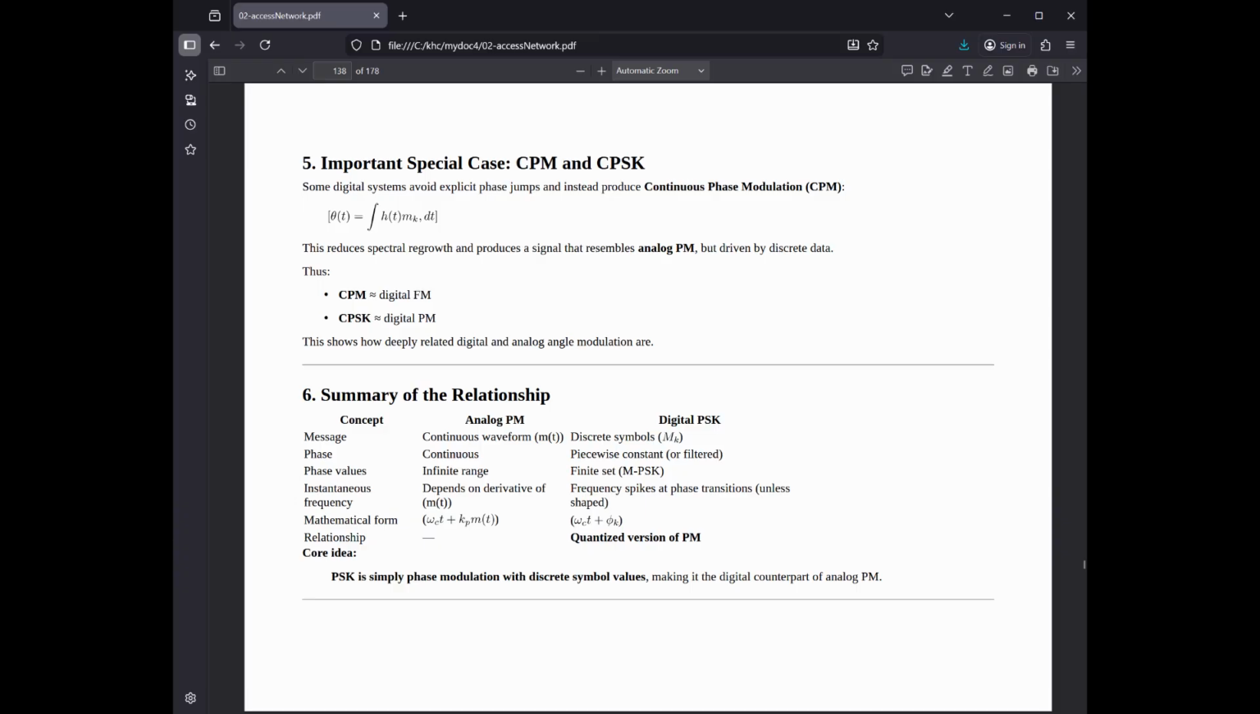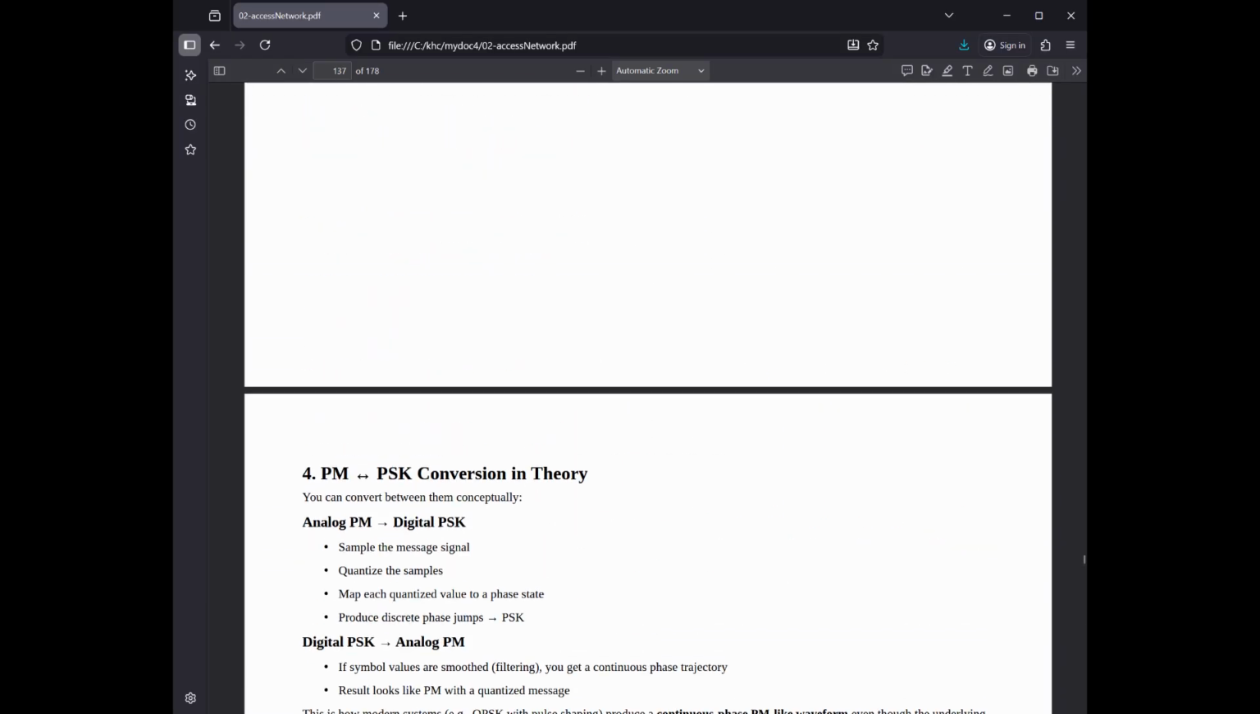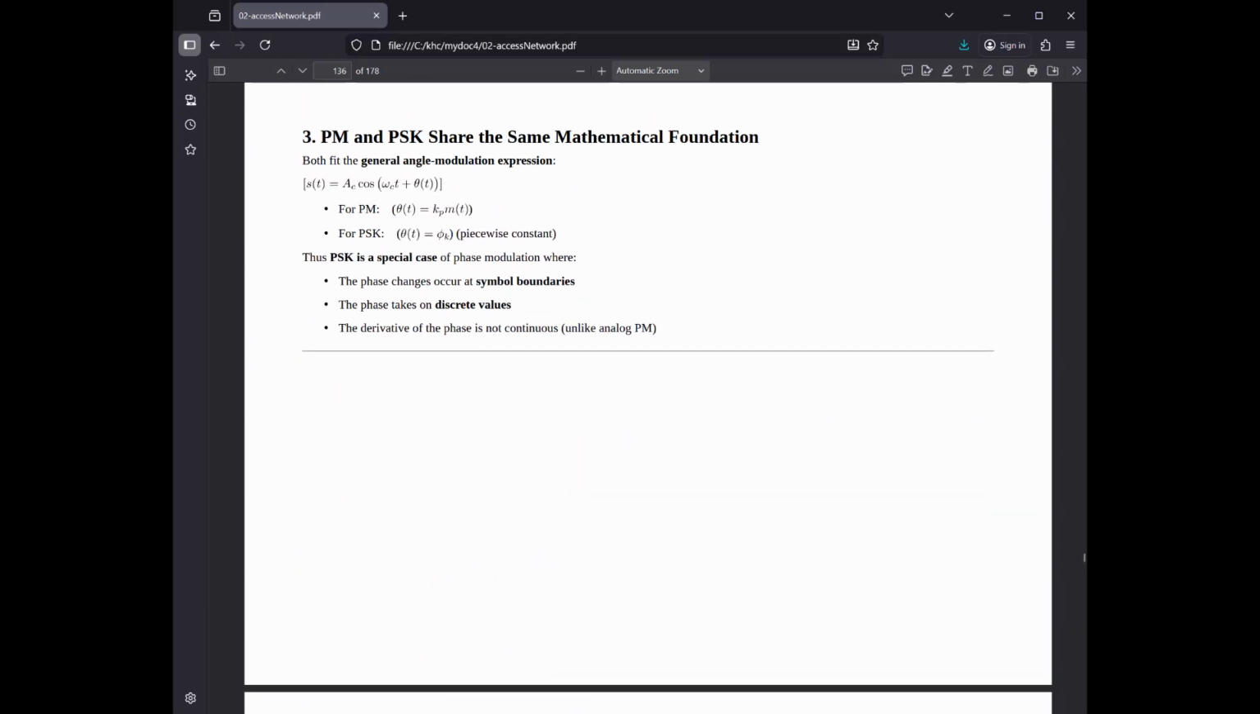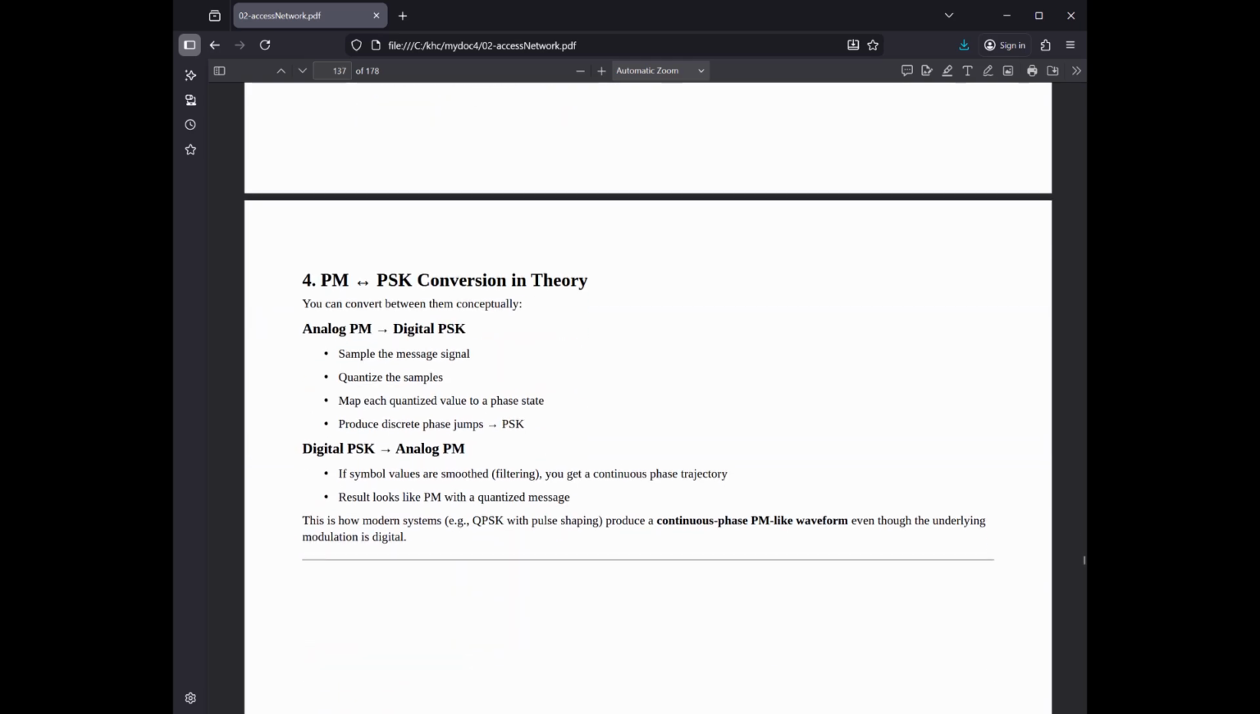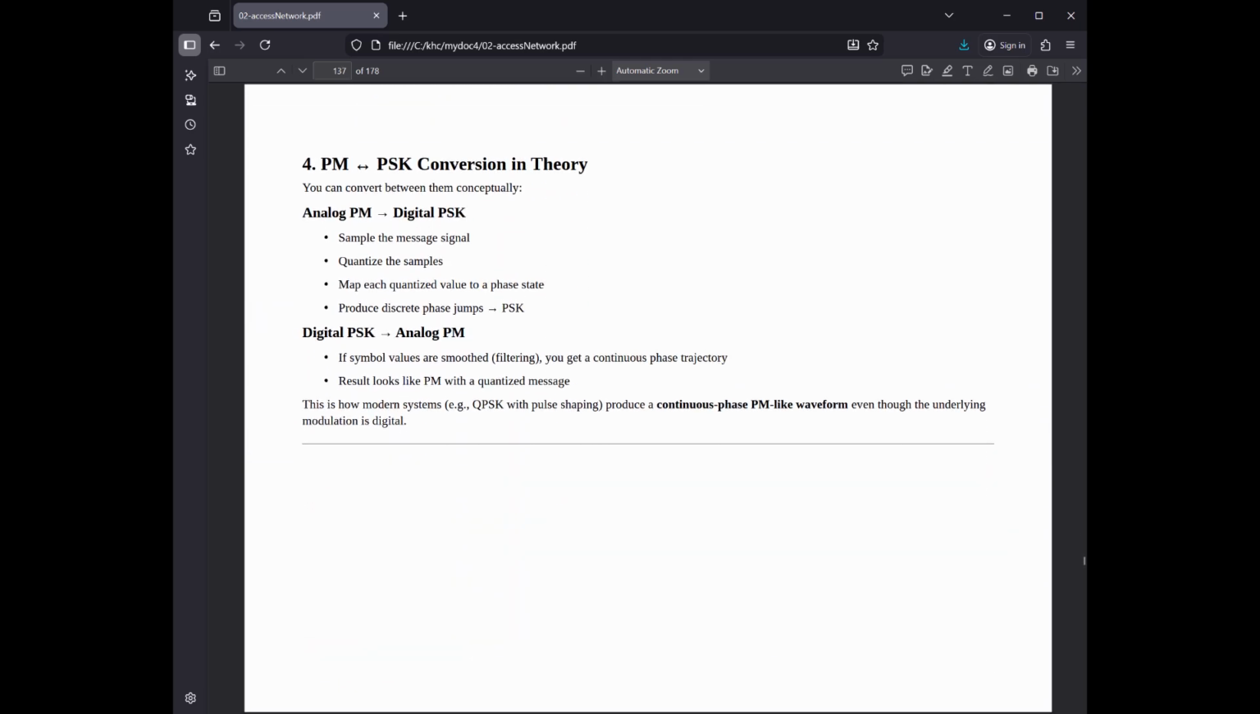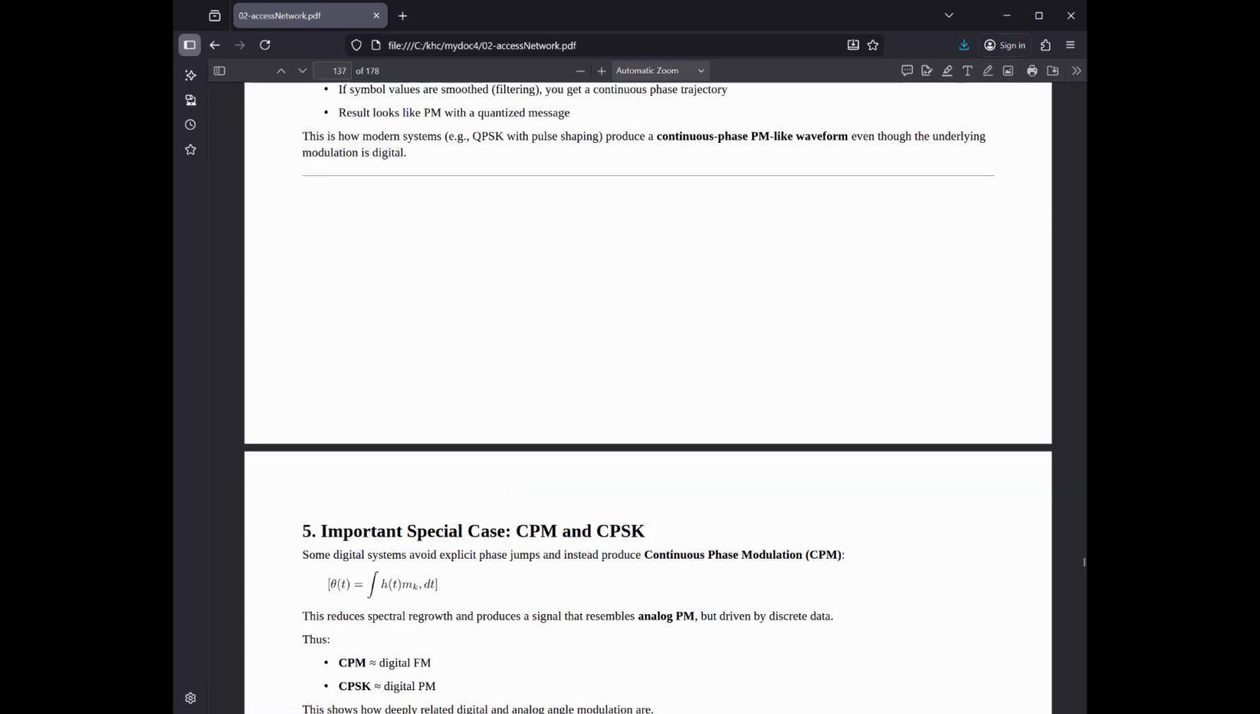1. What is CPM, continuous phase modulation? In standard digital modulation, the signal phase can jump instantly. These sharp transitions create spectral splatter, where the signal leaks into neighboring frequencies. CPM is a family of modulation techniques designed to avoid this by ensuring the phase changes gradually and smoothly over time. The phase memory: in CPM, the phase of the current symbol depends on the previous symbols.